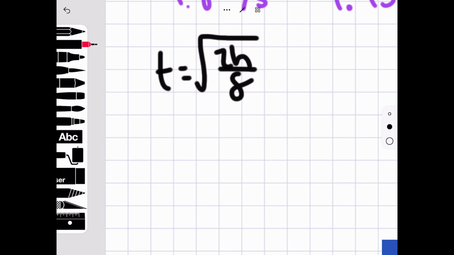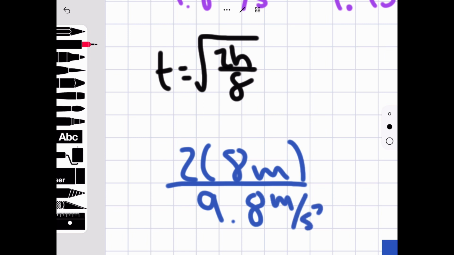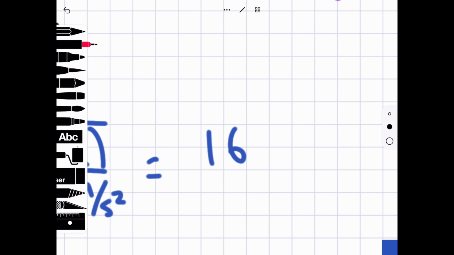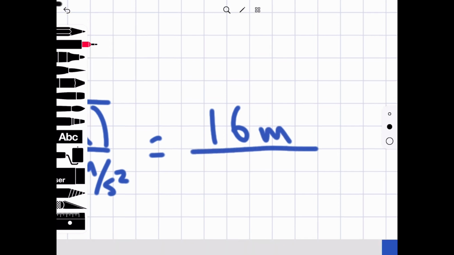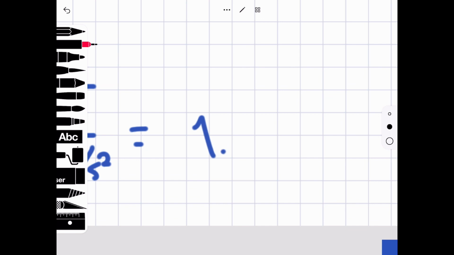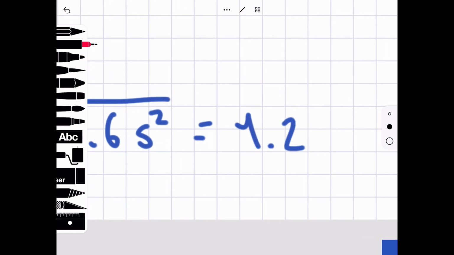Okay, and then we put 2 multiplied by 8 meters, that is the height, divided by 9.8 meters divided by seconds squared, that is the gravity, and then we put it inside of the root, and that's equal to, well, simplified is 16 meters divided by 9.8 meters divided by seconds squared. We divided it and it's the root of 1.6 seconds squared, and that's equal to 1.2 seconds.